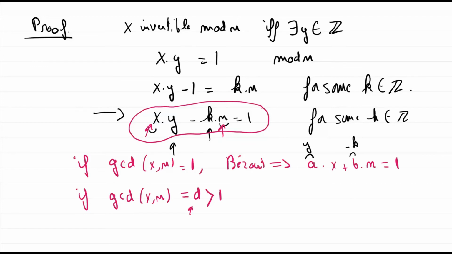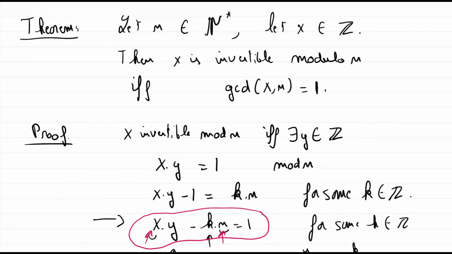So whatever y and k are, d must be a divisor of x times y minus k times n. So this number cannot be 1. So we proved our theorem. A corollary of that, for example, is that 3 is not invertible modulo 12 because they are not relatively prime. But 5 and 7 and 11 are all invertible modulo 12.